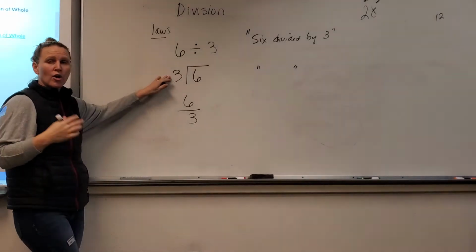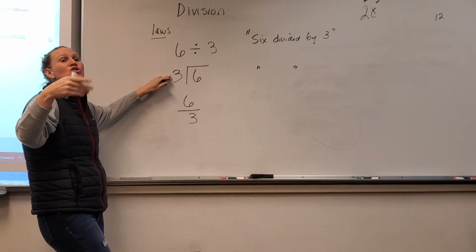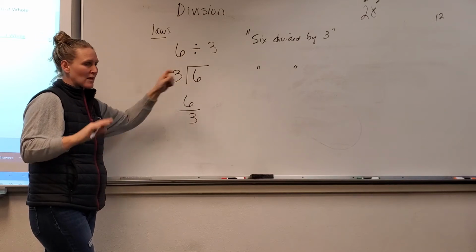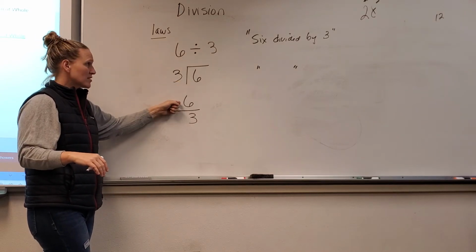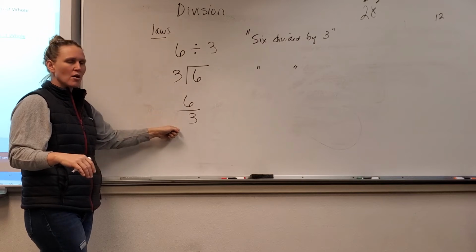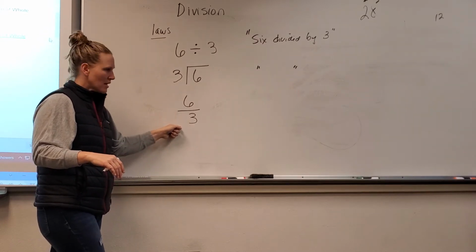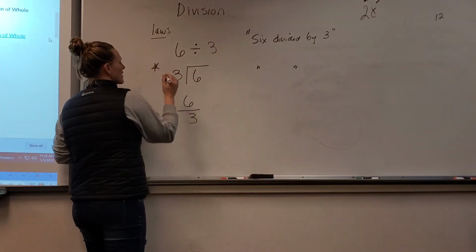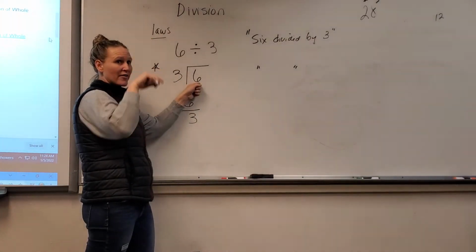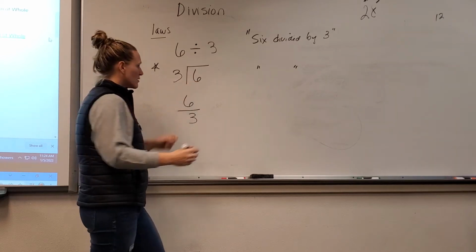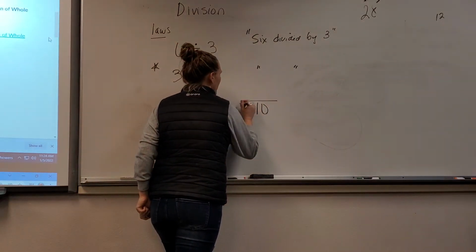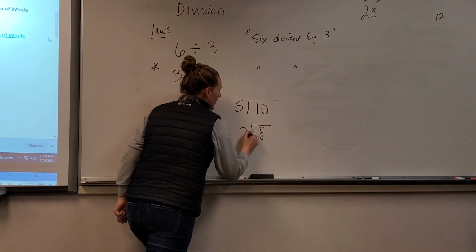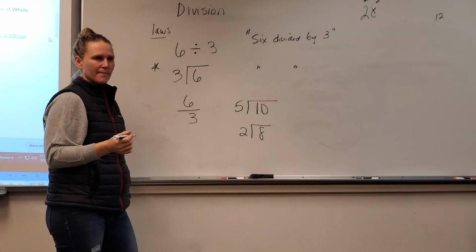I can look at this and also say 3 into 6. But we cannot say 3 divided by 6, because it's not the same thing. This is the same way: 6 divided by 3, or 6 over 3 is how some people say it. But get in the habit of saying the number that's inside the division box first. This is 10 divided by 5. This is 8 divided by 2. Okay? Alright.